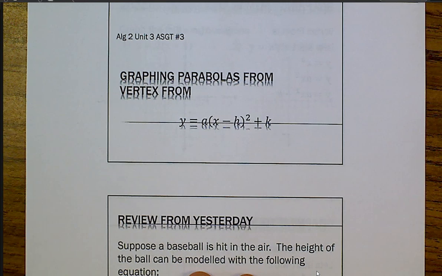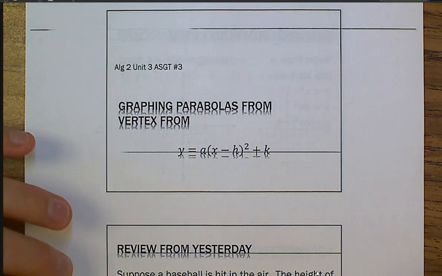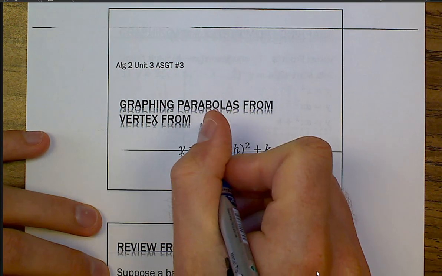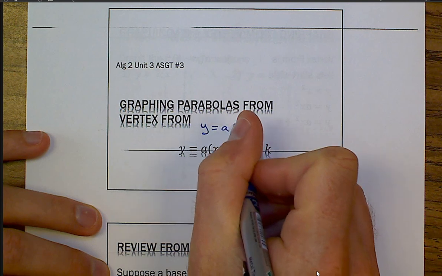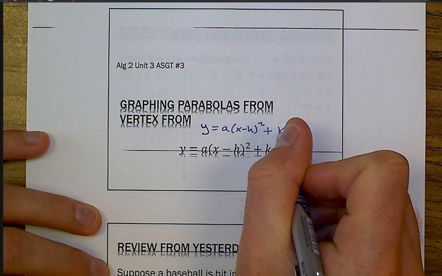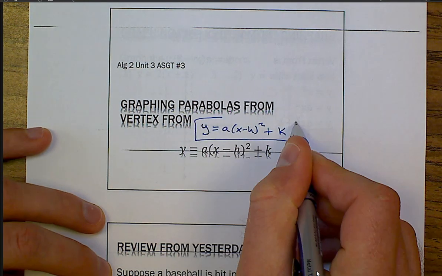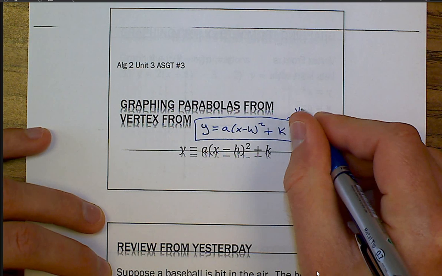in vertex form. My printer kind of acted up here, so I got this line running right through it. So I'm going to rewrite it for you. Okay, so graphing parabolas in vertex form. This is called vertex form.